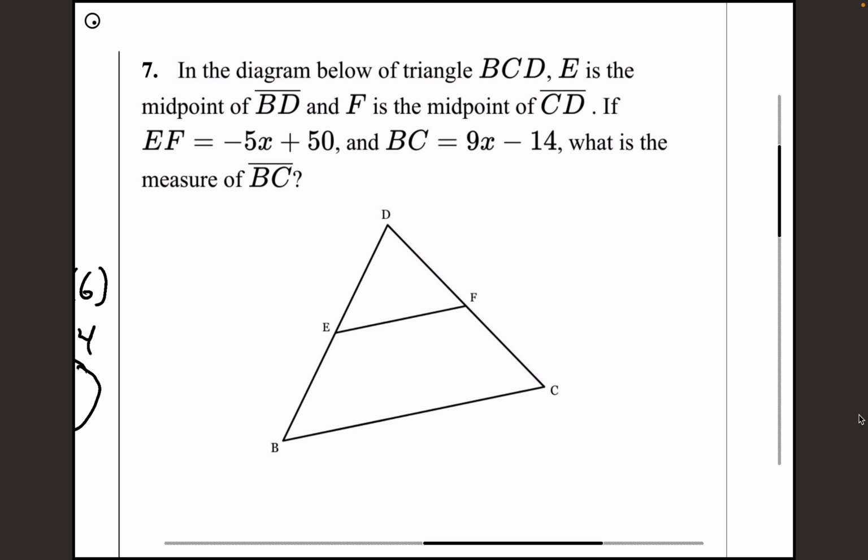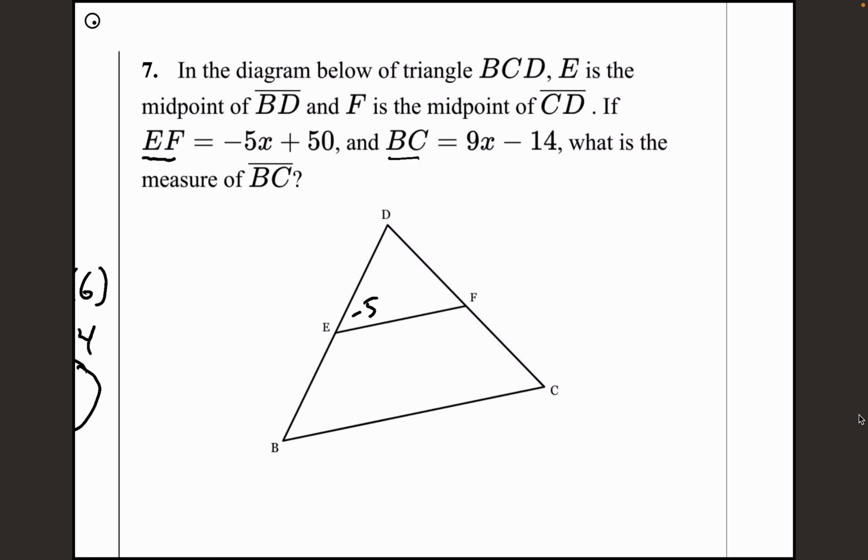You did. Now, this time, we're not working with angles. Notice how it's EF and BC. We're working with our sides. So I'm going to go ahead and mark these. So looks like the middle is negative 5x plus 50. That's my mid-segment. And my third side is 9x minus 14.